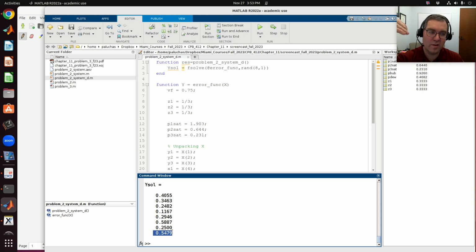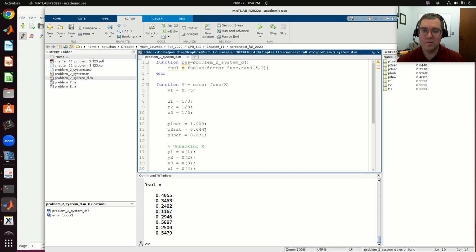So my pressure is slightly higher than the last problem. It's 0.5479 bars. So this would be y1, y2, y3, x1, x2, x3, L over F, and then P. And again, y1's greater than x1, so that checks. Component 1 is my most volatile component. Cool. So there you have a solution that works for part D. Then this one was part C.